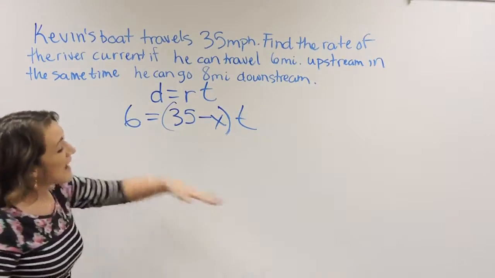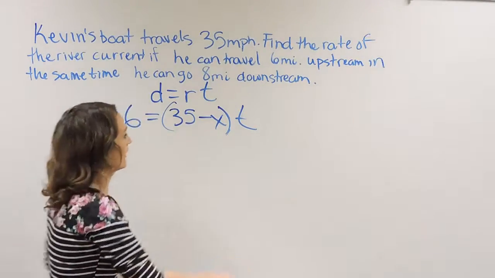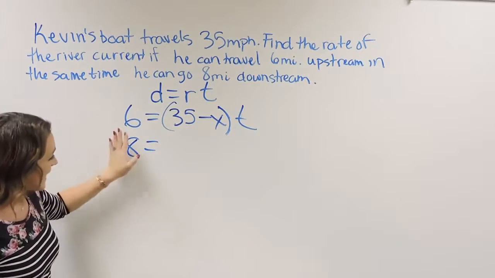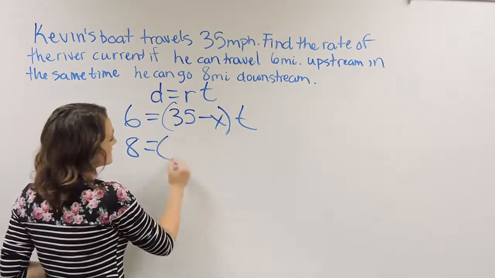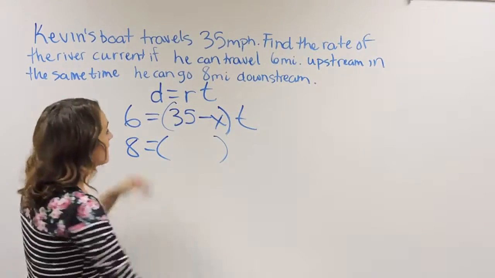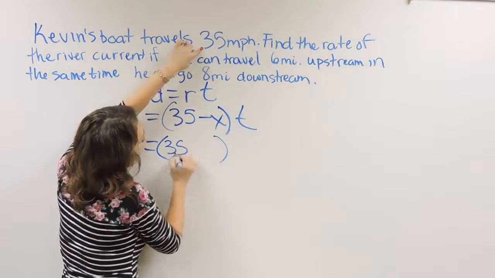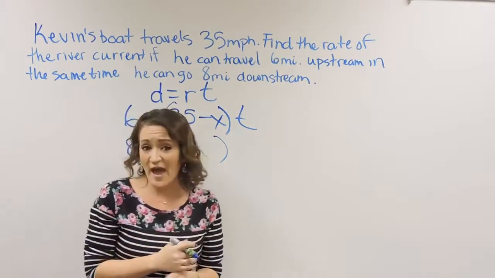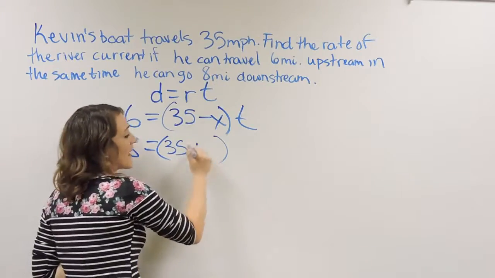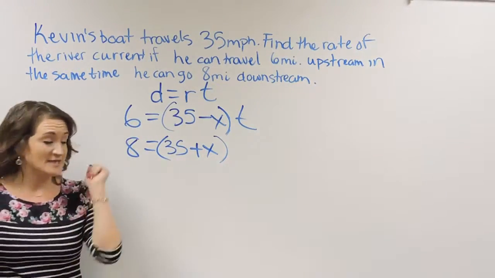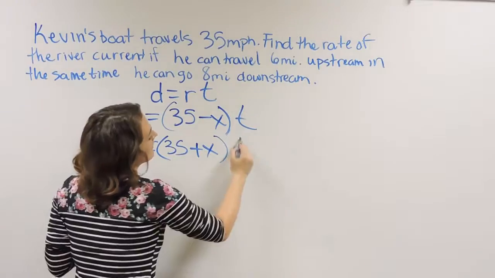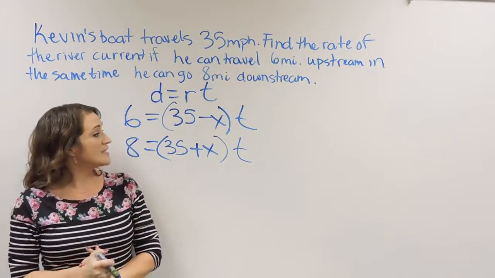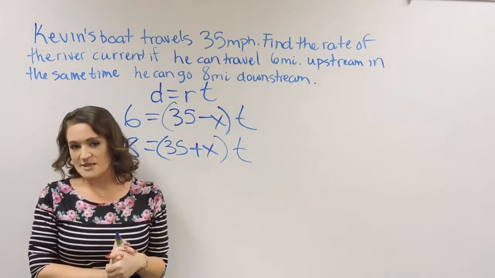When we're going downstream, we're flowing with the current. It says we travel 8 miles, so I'm going to say 8 is the distance, and that's going to equal our rate. Our rate is 35 miles an hour, but here we're going with the current, so we're going a little bit faster. Instead of a minus X, we're going to have a plus X. And then we'll say that T is our time. These are our two equations that we're going to be dealing with.